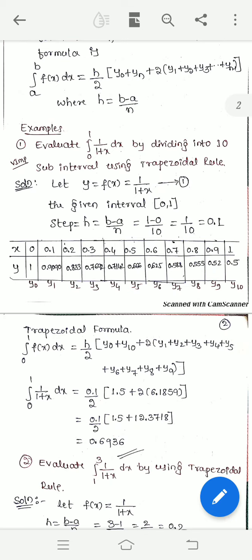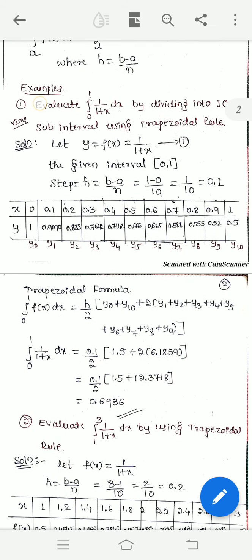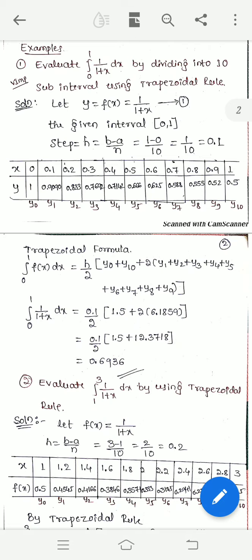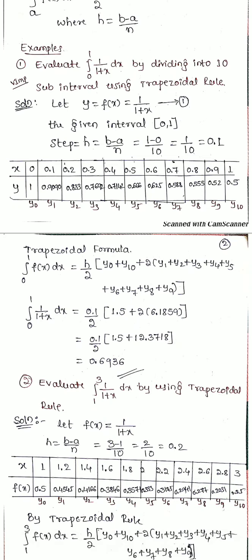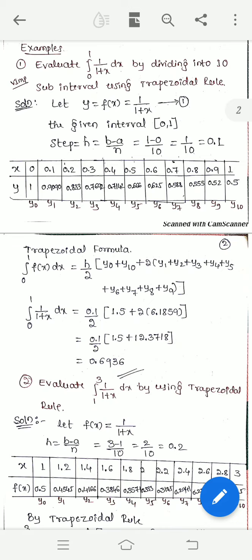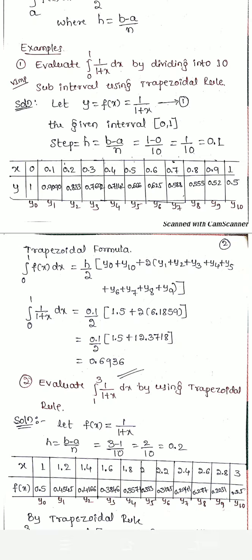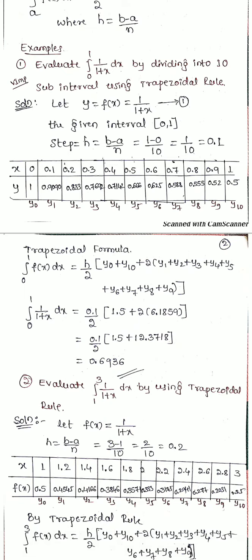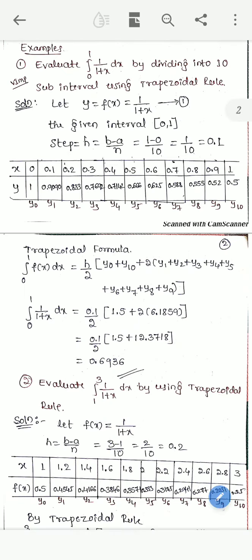Let me see the trapezoidal rule through some examples. Take the first example here. Evaluate the integral from 0 to 1 of 1 divided by 1 plus x dx by dividing the interval 0, 1 into 10 sub intervals using the trapezoidal rule. This is a very important example.